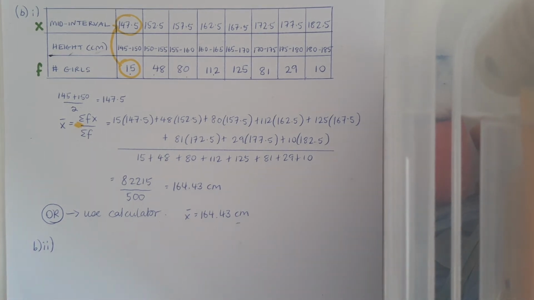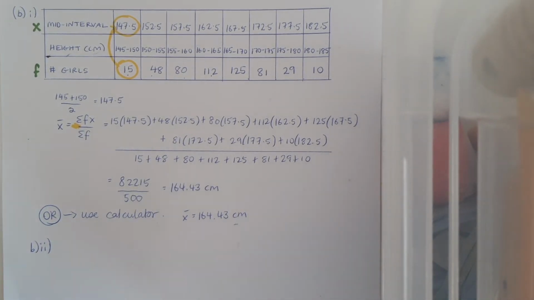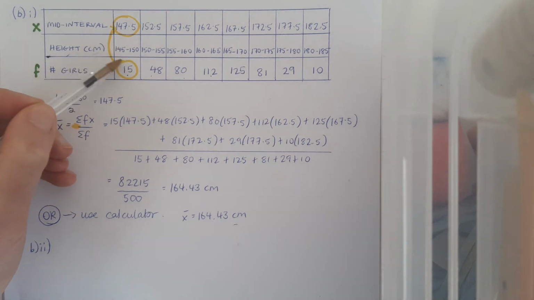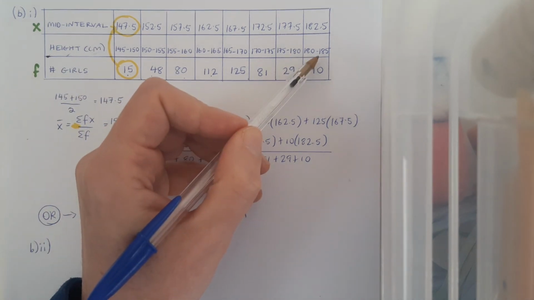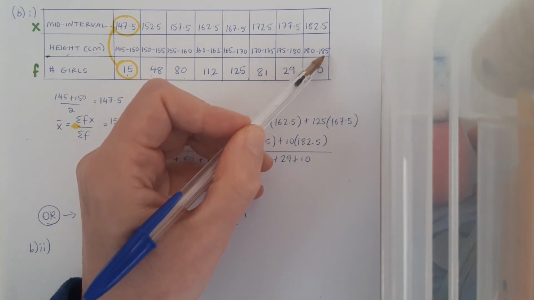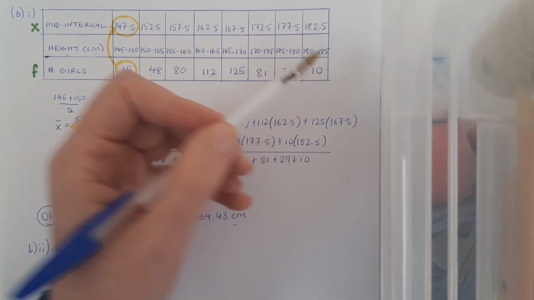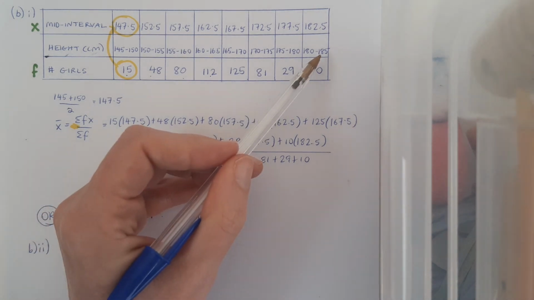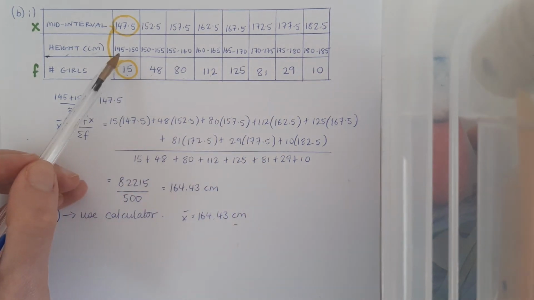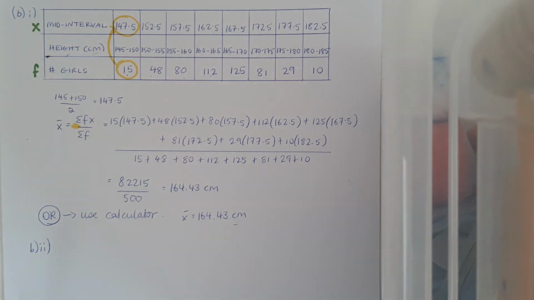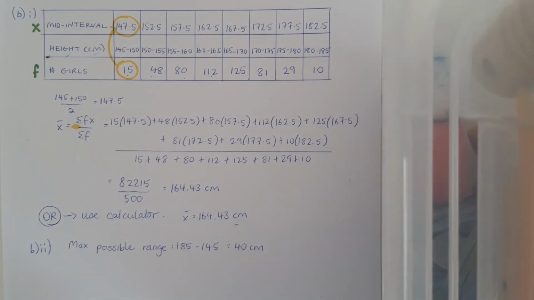B part 2 is asking what the largest possible range of the heights might be. Like I said, I don't know the individual values of the girls' heights, but I do know that the people in this particular interval have heights between 145 and 150. So it's possible that I might have somebody with the lowest available height of 145. And in this top interval, I've got a range of 180 to 185, so it's possible that somebody is coming up on 185 centimetres. So the biggest possible range is my biggest possible value in my top interval minus my smallest available value in my lowest interval on my table. In this case, that gives me 40. And again, don't forget to include your units.